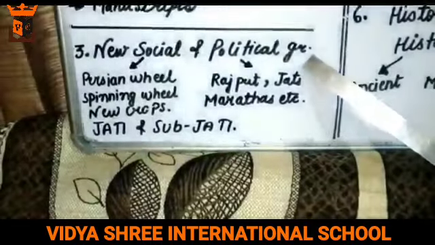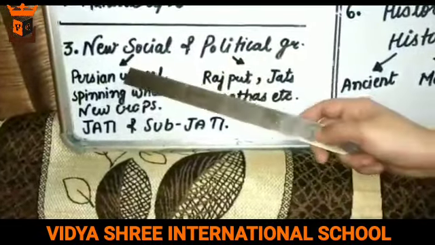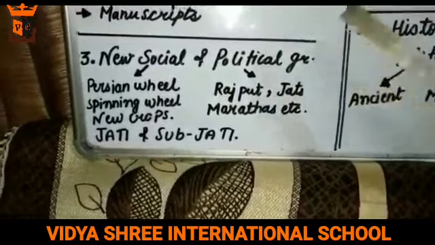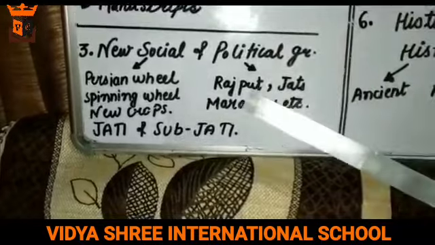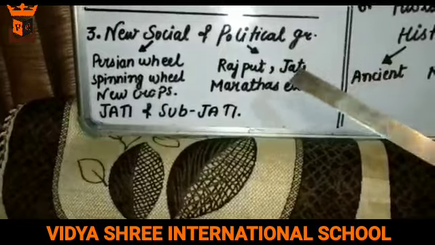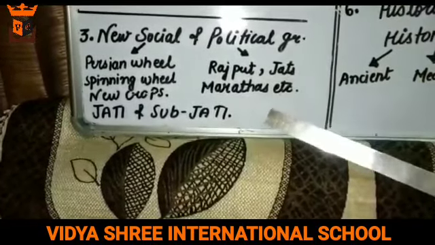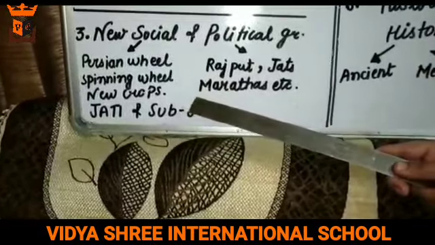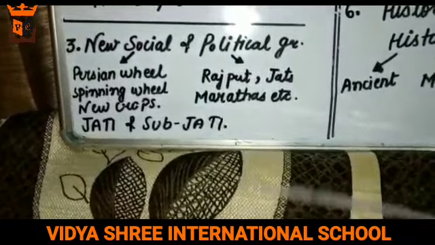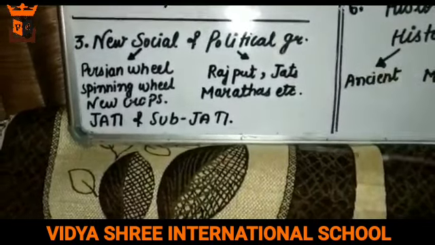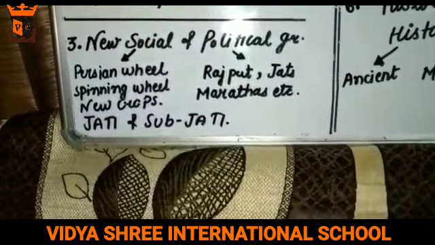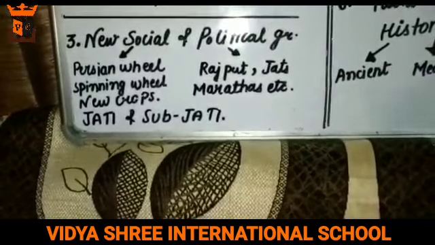The next topic which we will be going to discuss today is new social and political groups. Beta, this 1000 years period, that means between 700 to 1750, in this time period new technologies came into existence, like for example Persian wheel in irrigation, spinning wheel in weaving, firearms in combat, and new food and beverages also arrived in the subcontinent like potatoes, corn, chili, tea and coffee. Remember, I told you in the previous video.